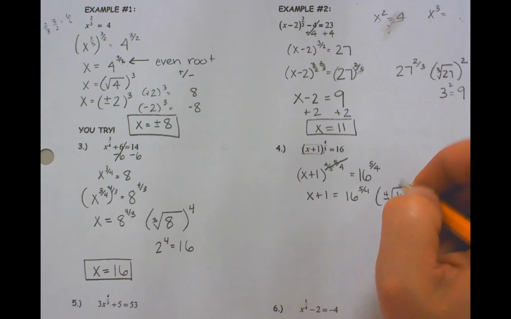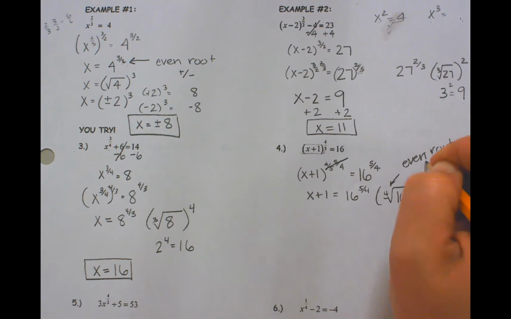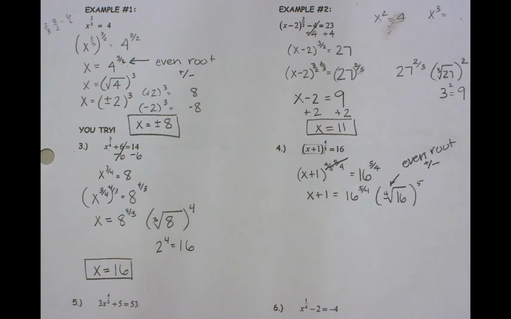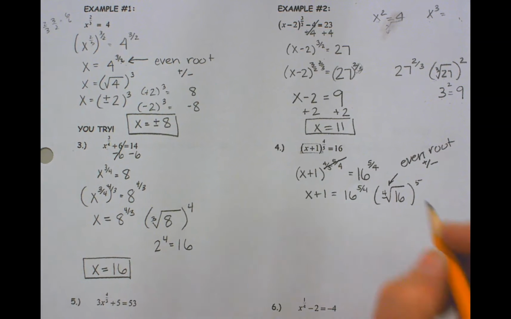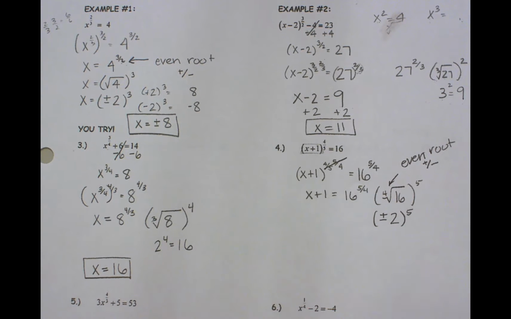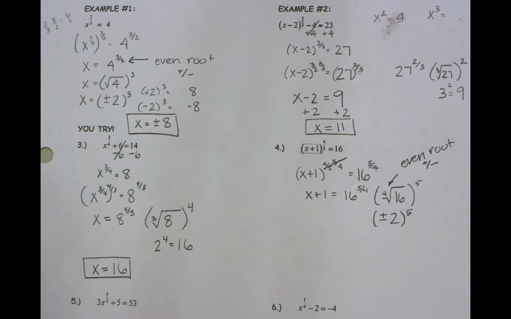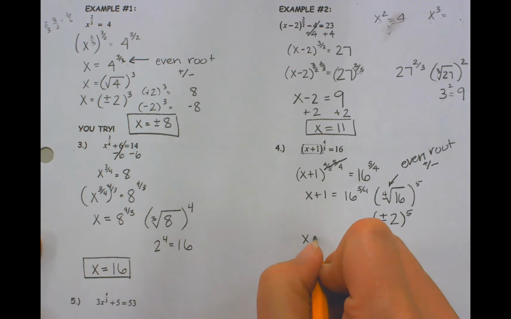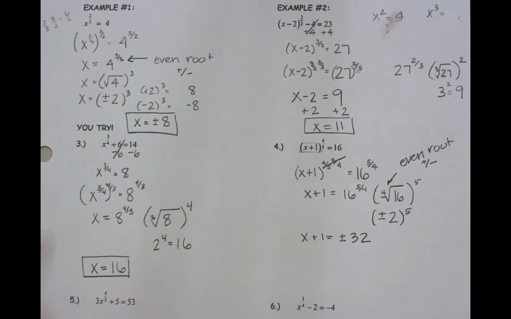So now note, this is an even root, which means I'm going to get a plus and minus answer. So the 4th root of 16, what number do you multiply together 4 times to get 16? That would be 2. So I get plus or minus 2. And then I'm going to raise that to the 5th power. So if I raise positive 2 to the 5th power, I get positive 32. If I raise negative 2 to the 5th power, I get negative 32. So I end up with essentially plus or minus 32.